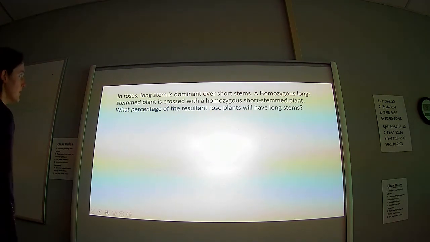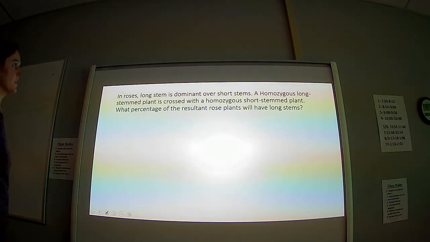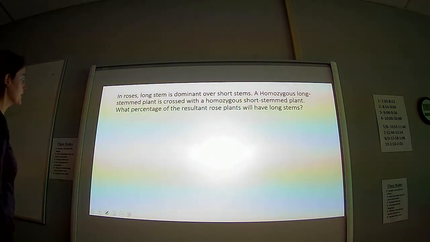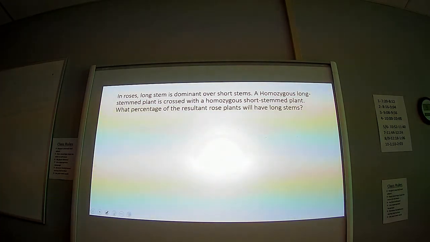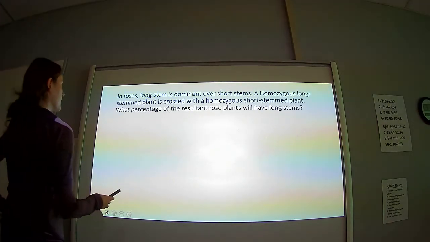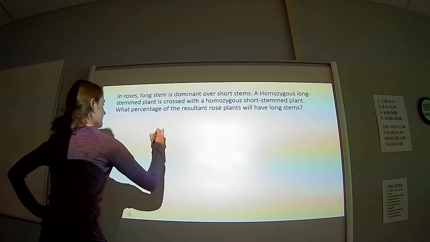In roses, long stem is dominant over short stems. A homozygous long-stemmed plant is crossed with a homozygous short-stemmed plant. What percentage of the resultant rose plants will have long stems? So again, we're looking at a complete dominant cross. This is the most simple type of monohybrid cross you can have.